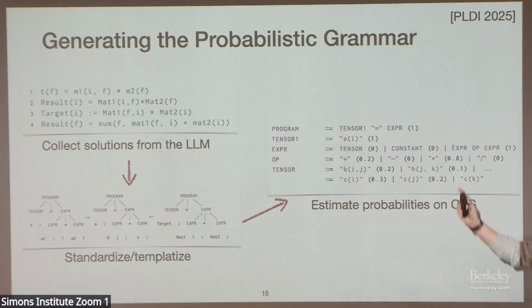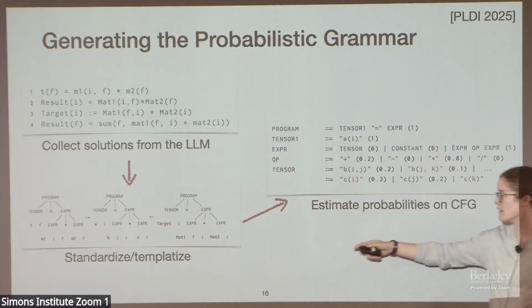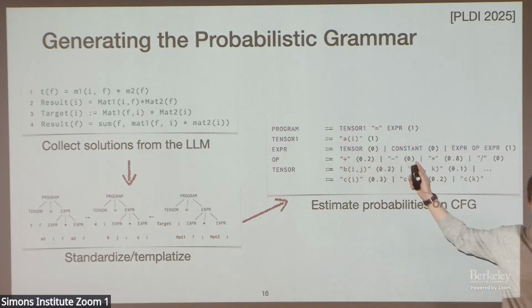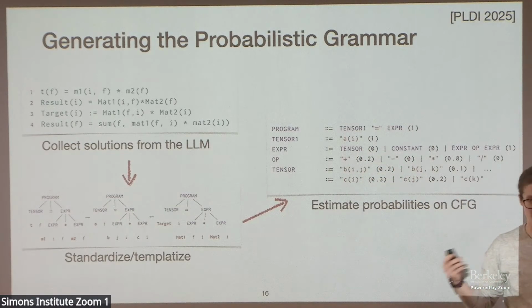So once we have these standard templates, we can then parse these in with our grammar and count the number of times each production rule is used, and that gives us a crude probability distribution over the production rules.